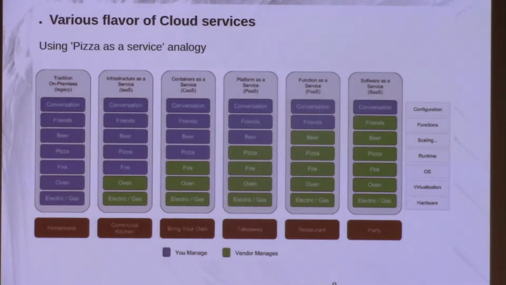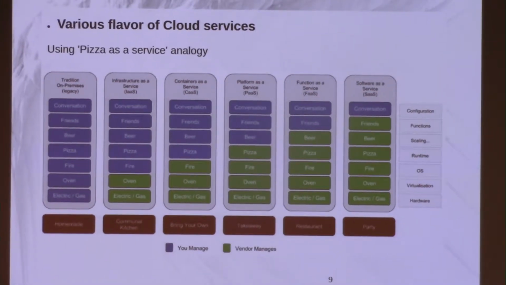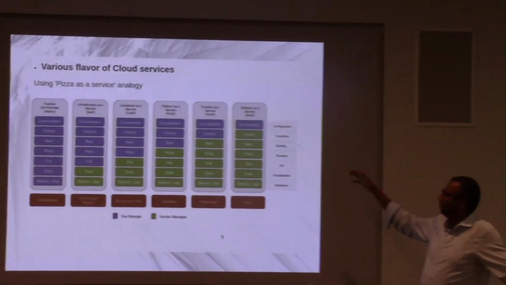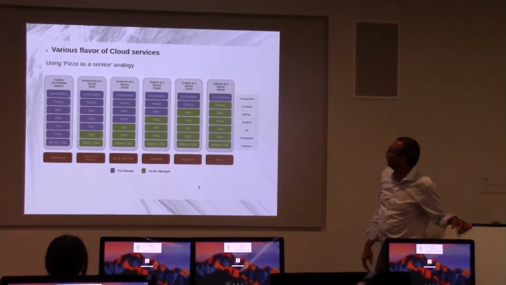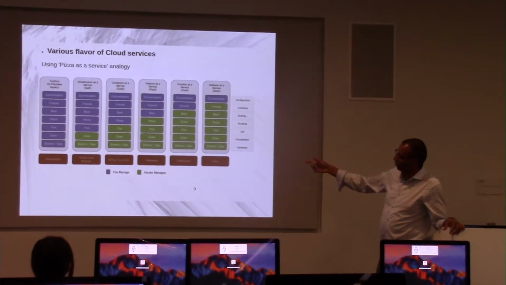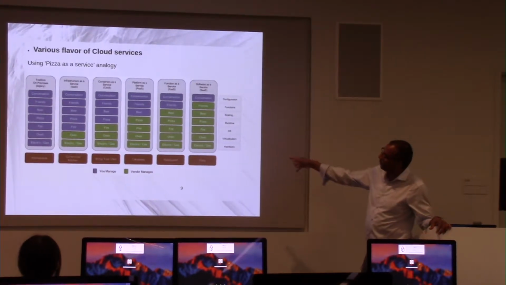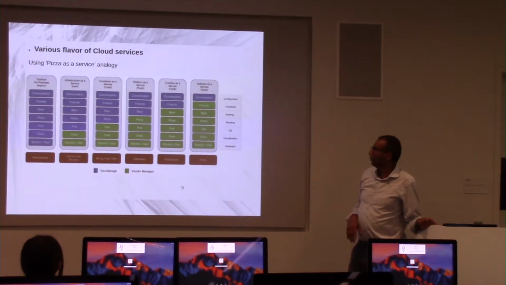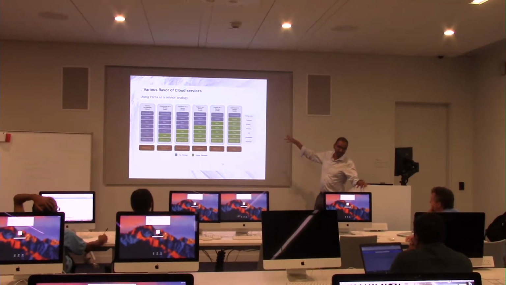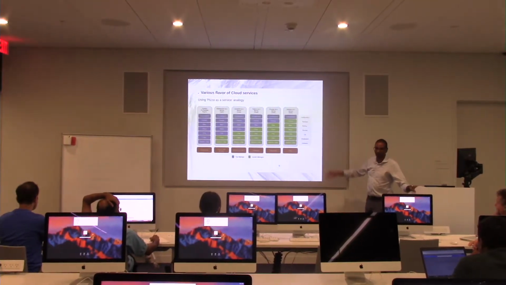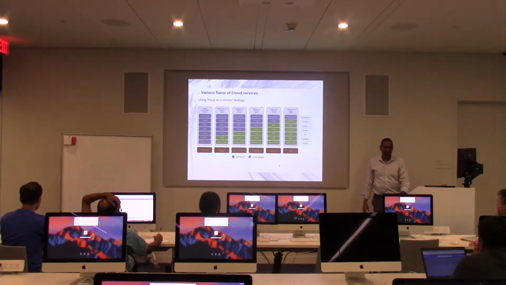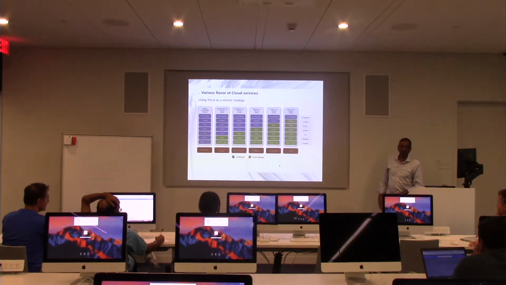After that, and these are the most recent additions, function as a service, which is the equivalent of a restaurant, where you have pretty much everything: electricity, gas, oven, fire, pizza, beer. You just go in, bring your conversation to the table, and enjoy your time eating pizza. And then last is the party, which is software as a service, where pretty much everything is there. You just go in, bring your conversation, and have fun. The latest examples of SaaS are Microsoft Office 365, Salesforce.com, and there are many more.